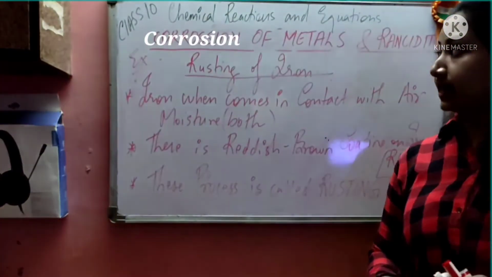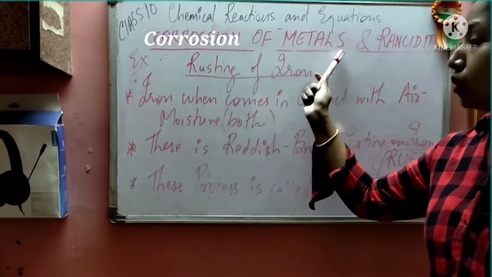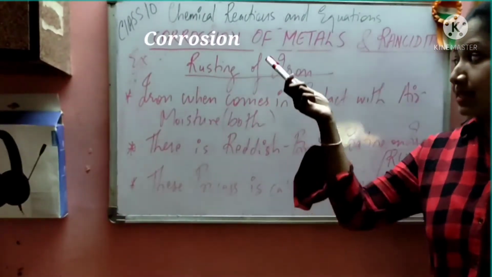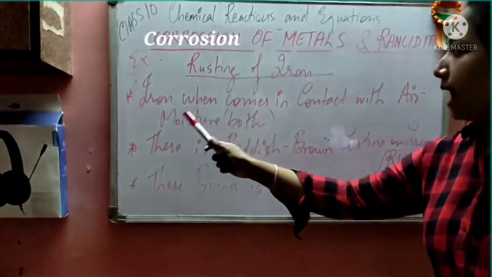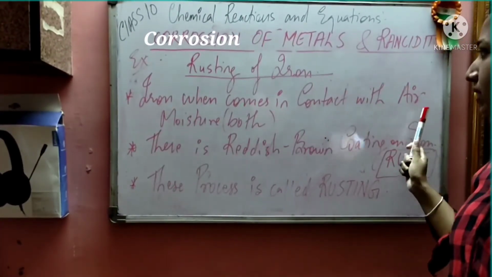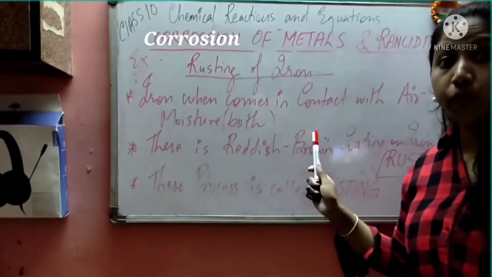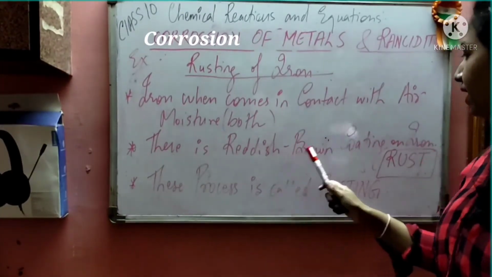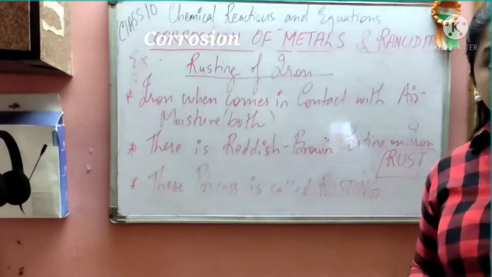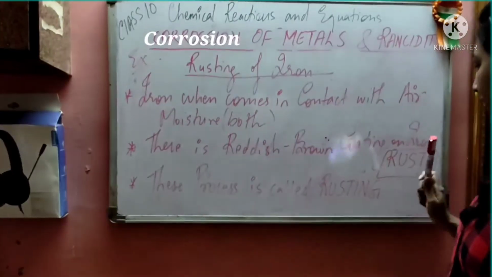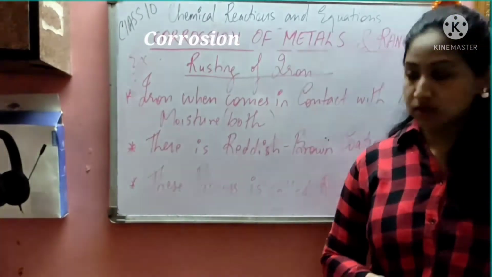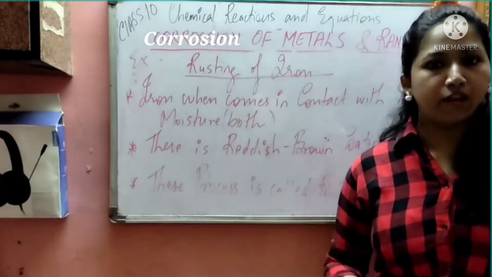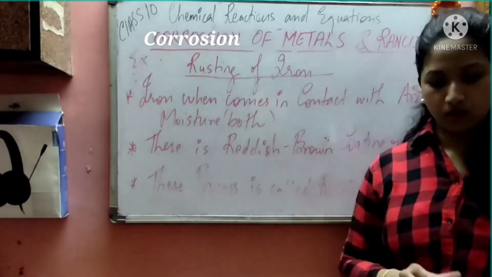Okay, we'll see it again. Corrosion of metal is what we have seen, and this is an example of that. So rusting of iron: when iron comes in contact with air and moisture both, there is a reddish brown coating on iron. This reddish brown coating is called rust, and the process is called rusting. So this is all about rusting of iron. If you get it in your exam, you can write this.